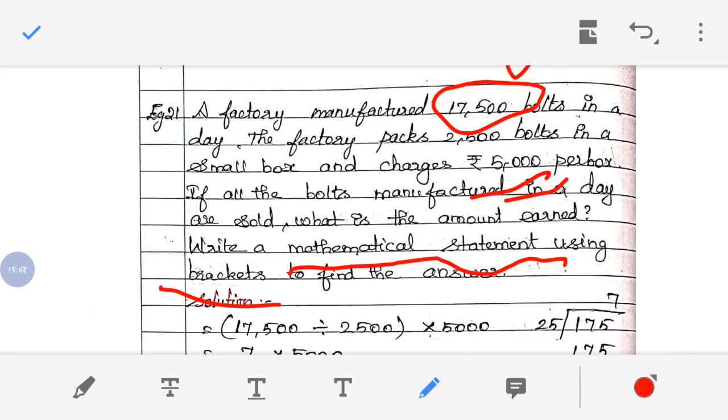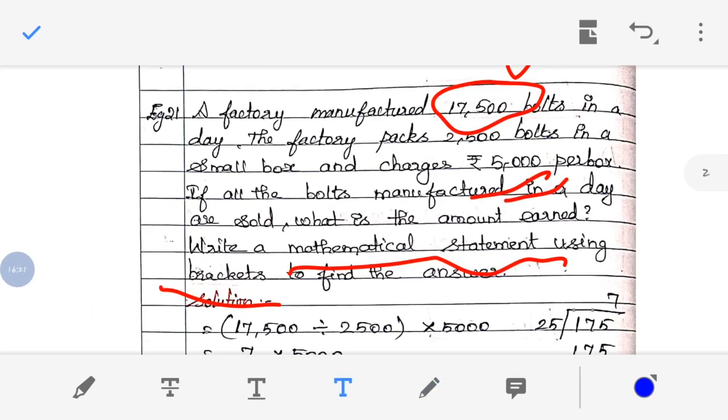So what we have to find is the total amount they earn. All the bolts manufactured in a day are sold, so they will be earning a total amount, right? That we have to find out. Here we have the total number of bolts manufactured, and in one box there are 2,500 bolts. So 17,500 bolts make how many boxes? That we have to find out first.